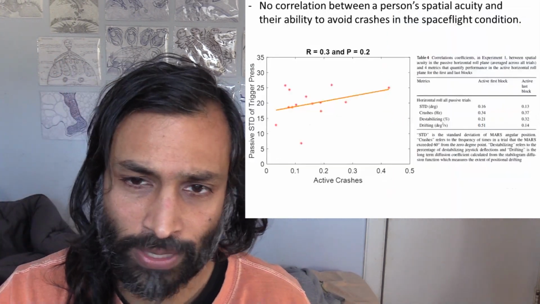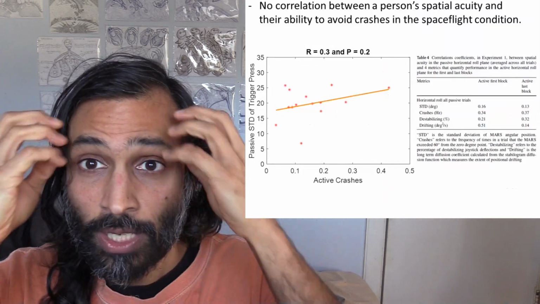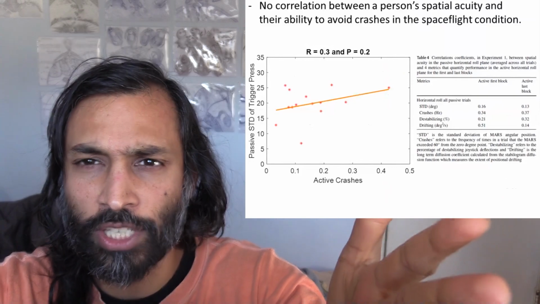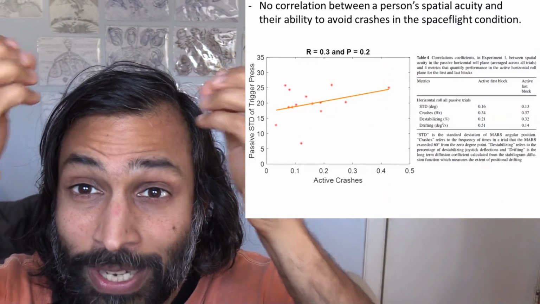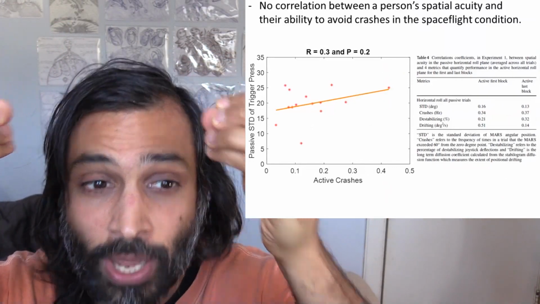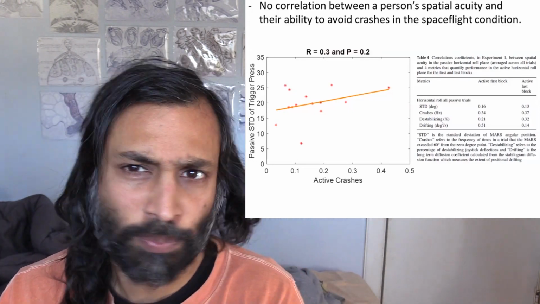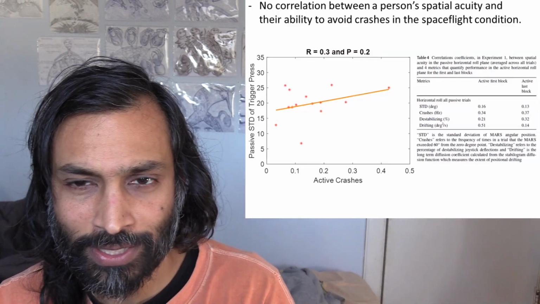And we measured spatial acuity, their sense of where they are, by how accurately they were able to trigger press that 0 degree point. Now, surprisingly, just mind-blowingly surprisingly, there was no correlation between a person's spatial acuity, how well they knew where they were, and how well they were able to perform in the active balancing task. And this blew my mind. I was just not expecting that.